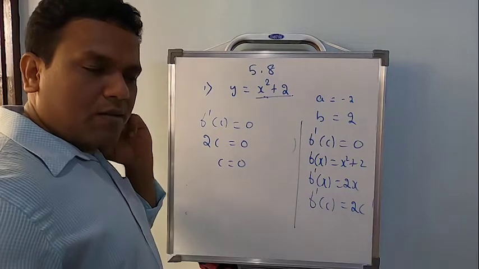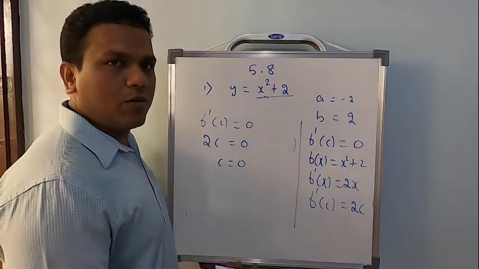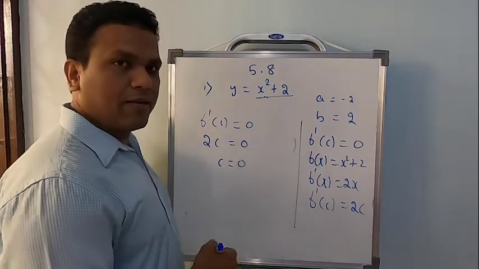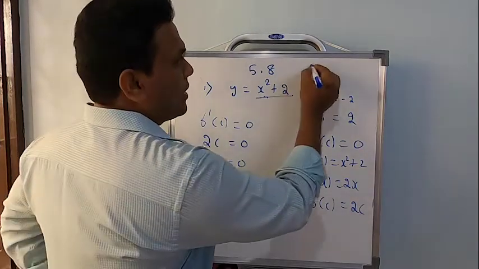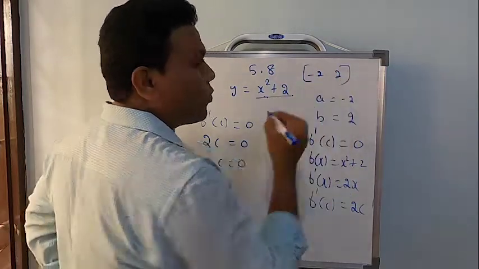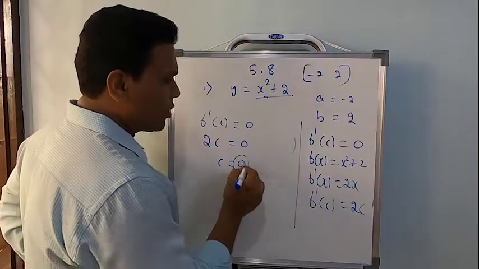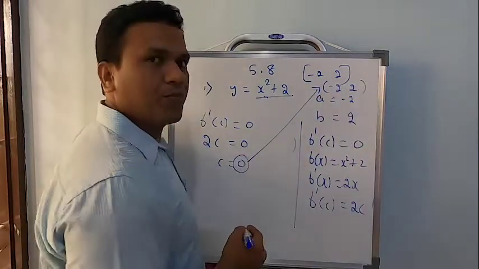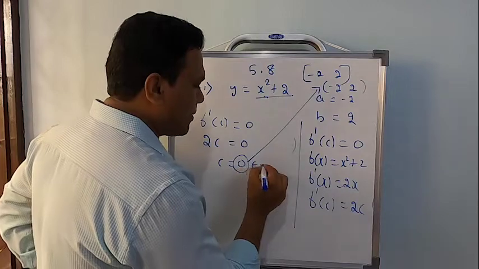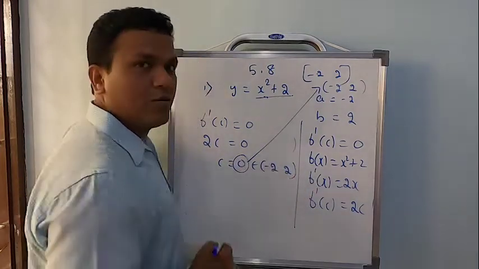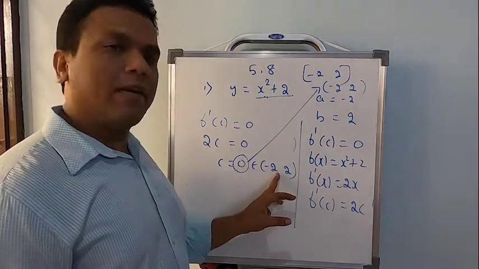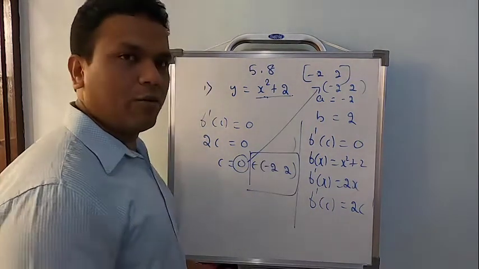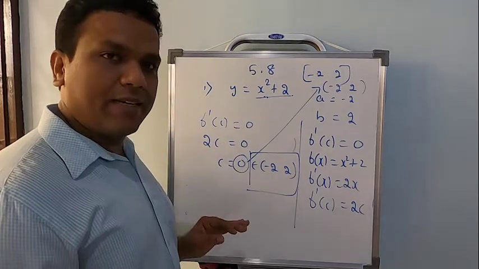Students, most of the time there are chances that students will make a common mistake. After finding c, they will forget actually: what is the interval given to us? Minus 2 to 2. What is it that you need to check? Whether the value of c lies in the open interval minus 2 comma 2. So can I say that 0 is a number between minus 2 and plus 2? Certainly 0 exists between minus 2 and plus 2. If you are not writing this part, you will be losing marks. Only finding c is not enough.